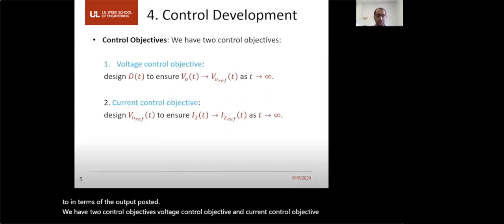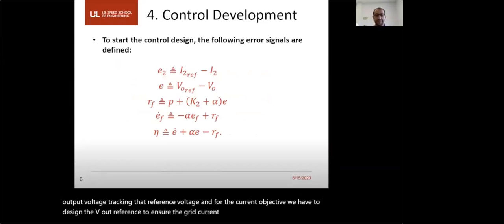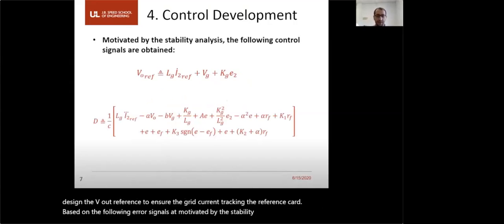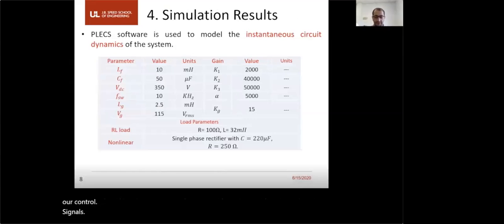For the voltage control objective, we have to design the duty ratio to ensure the output voltage tracks the reference voltage. And for the current control objective, we have to design the V out reference to ensure the grid current tracks the reference current. Based on the following error signals, and motivated by the stability analysis, we can obtain our control signals.